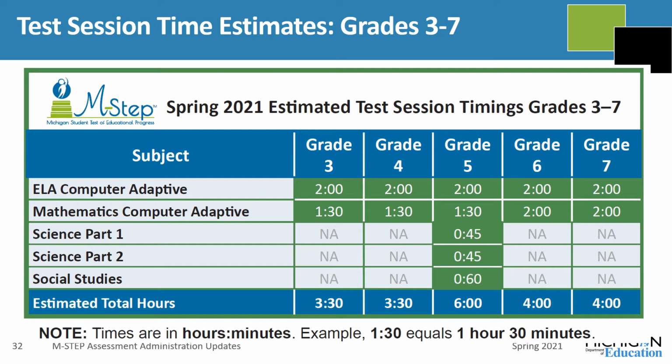Also remember that MSTEP is not a timed test. Students need to be provided adequate time for them to complete testing. For ELA, student testing should take approximately 2 hours. Math, grades 3 through 5, is estimated for an hour and a half and 2 hours in grades 6 and 7. And science is estimated in 5th grade for 45 minutes per part. And finally, 60 minutes is the estimate for social studies.